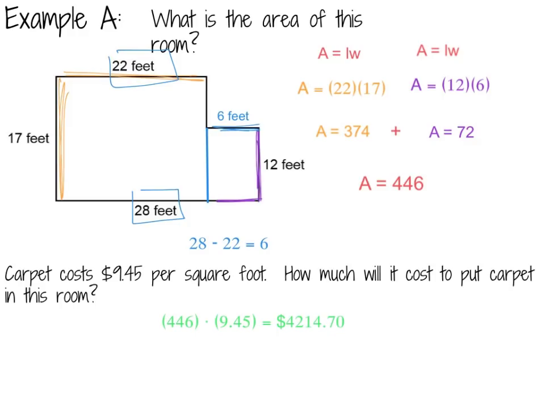$4,214.70. It's important to make sure that you use the $ sign because you want to have a word answer for your word problem. So my answer is $4,214.70. That answers both questions on this problem. Let's take a look at the next one.